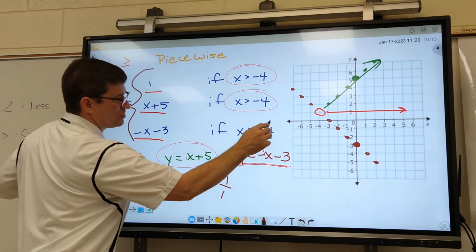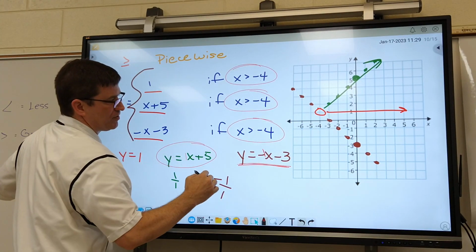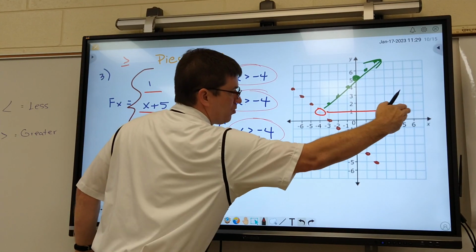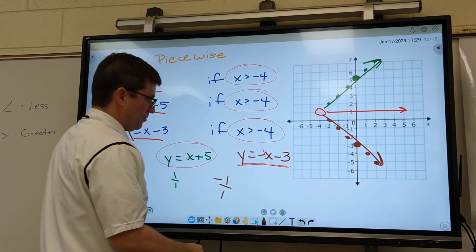All right, look at what they want you to show on the graph. It says open circle at -4. It's already there. And once again, it says greater than. It points to the right. You only show what's on the right of that circle. Everything else on the left must be erased.